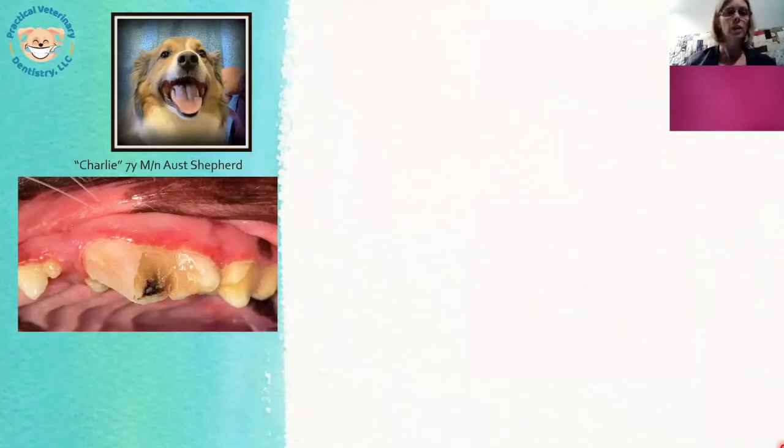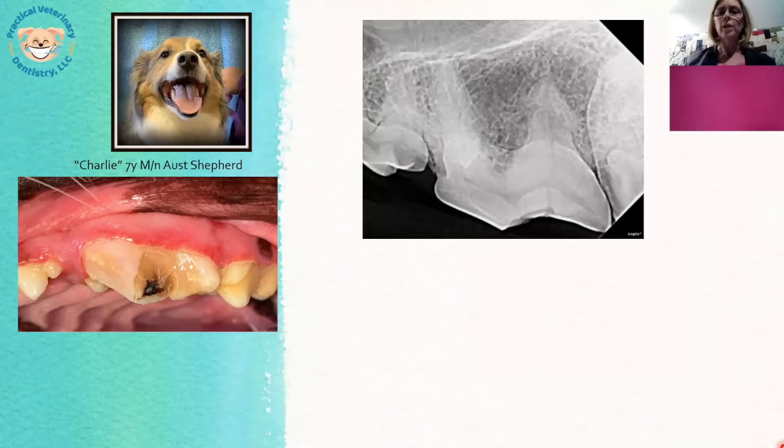This is Charlie. He is another dog that presented for a broken tooth and an expected root canal therapy. When we look at his radiograph, we say, okay, don't see periapical lesions around those teeth. Definitely have a crown fracture. We can see that visibly. We have pulp exposure. Should be a pretty decent candidate for a root canal.